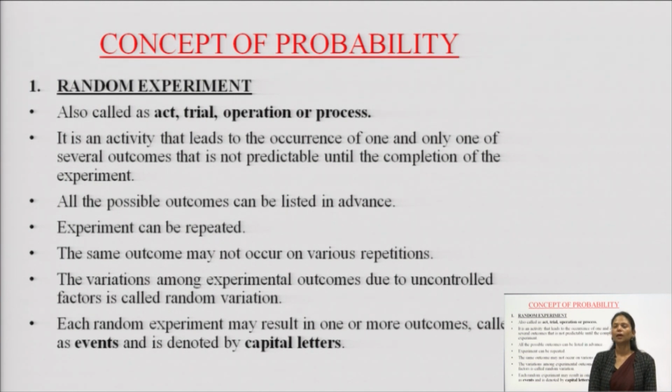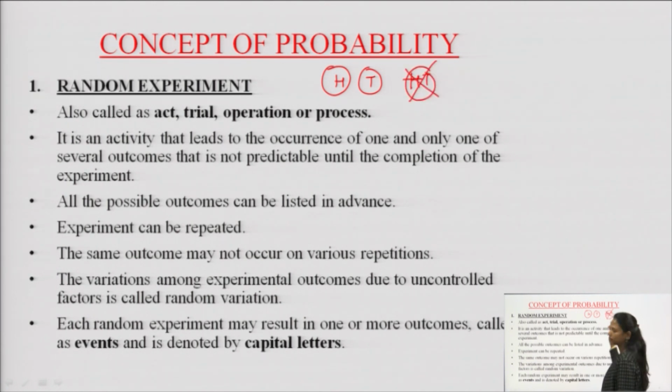I am repeating, if I have a coin, that coin can have either a head or a tail. I know that the coin can either give me a head or a tail, but there is nothing as head and tail together on a coin. So, this is what the third point is saying: all the possible outcomes can be listed in advance. This is the possible outcome of my tossing of a coin, either a head or a tail.